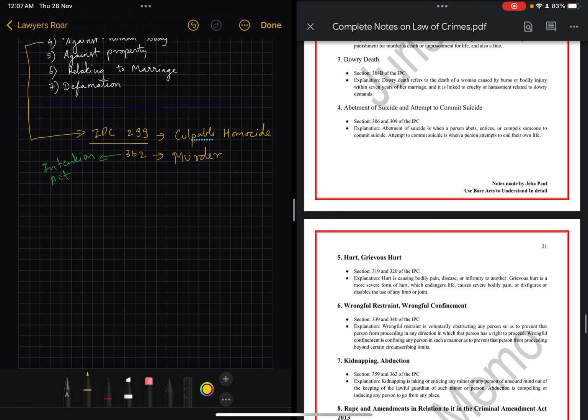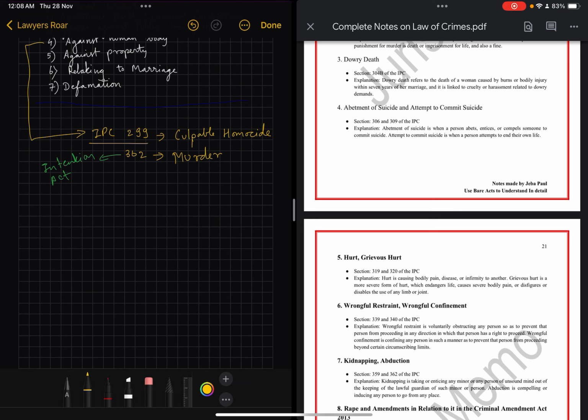Then we'll see dowry death. Dowry death is largely committed on women all across India. So what is dowry death? It refers to the death of a woman caused by burns or bodily injury within 7 years of her marriage, and it is linked to cruelty or harassment related to dowry demands.